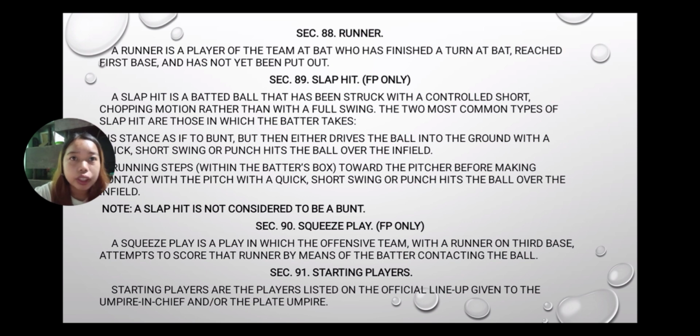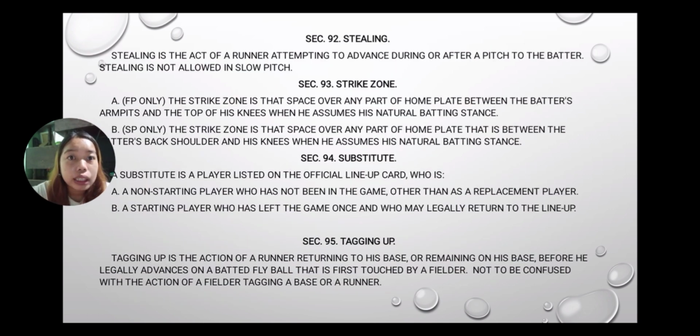Section 88, the runner. A runner is a player on the team at bat who has finished a turn at bat, reached first base, and has not yet been put out. That's one. Section 91, the starting players. The starting players are the players listed on the official lineup given to the umpire-in-chief or to the plate umpire. Section 92, stealing. Stealing is an act of a runner attempting to advance during or after a pitch to the batter. Stealing is not allowed in slow pitch.